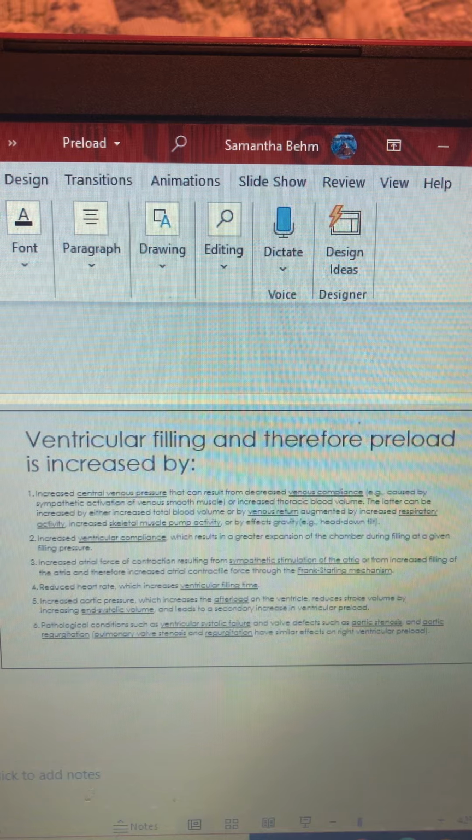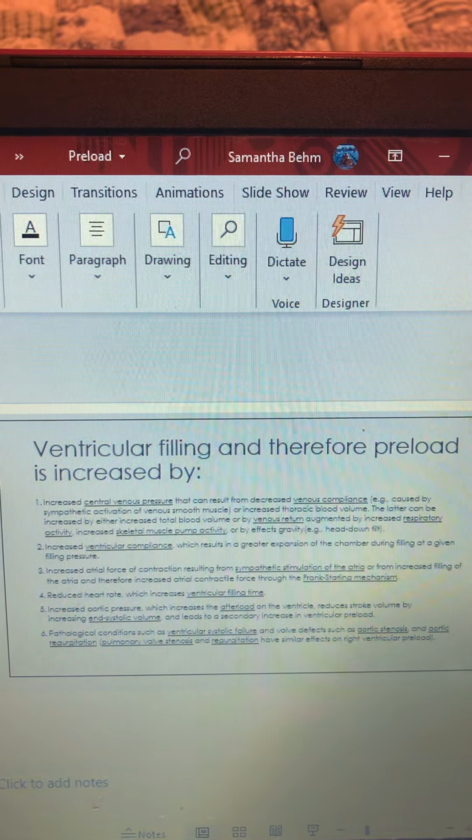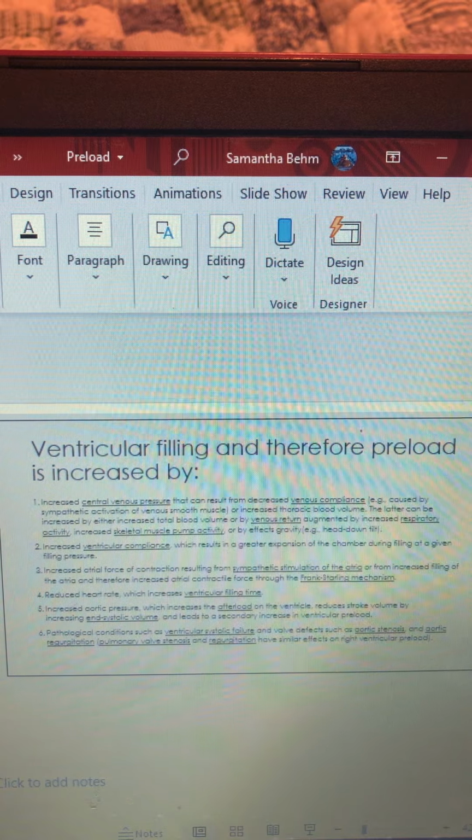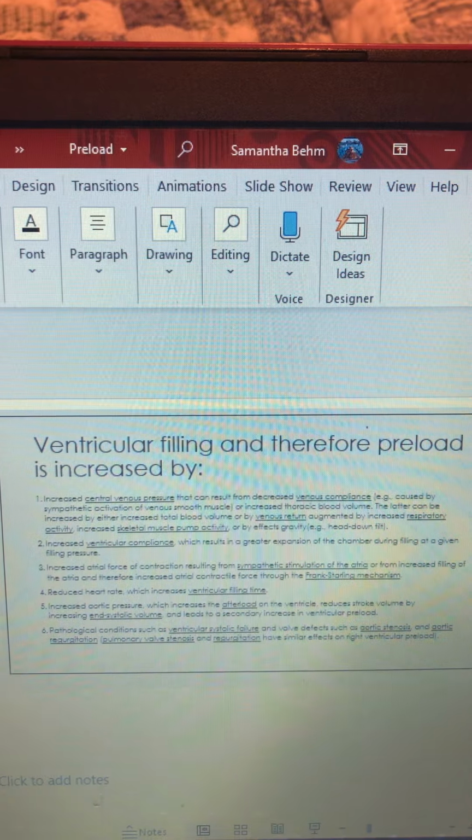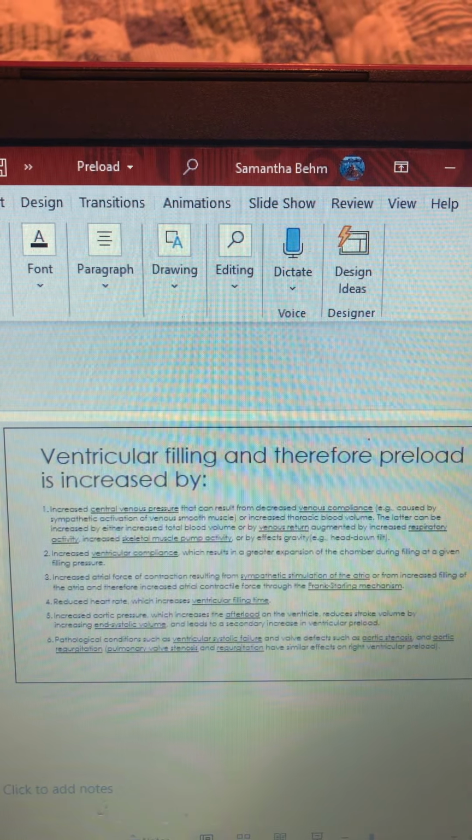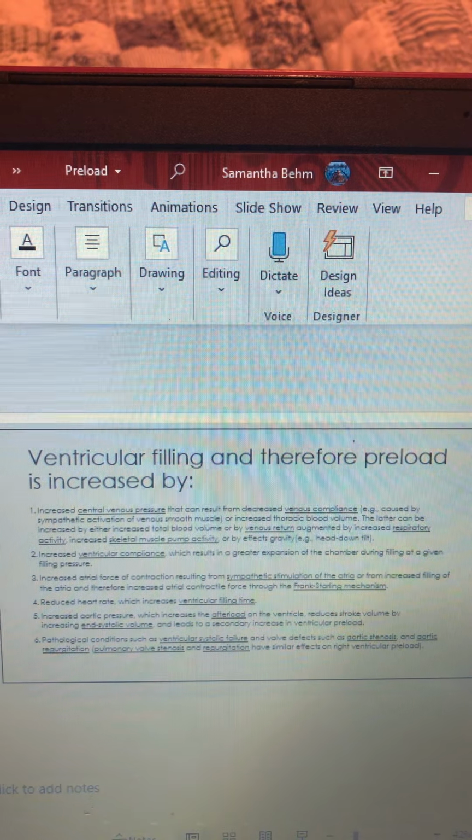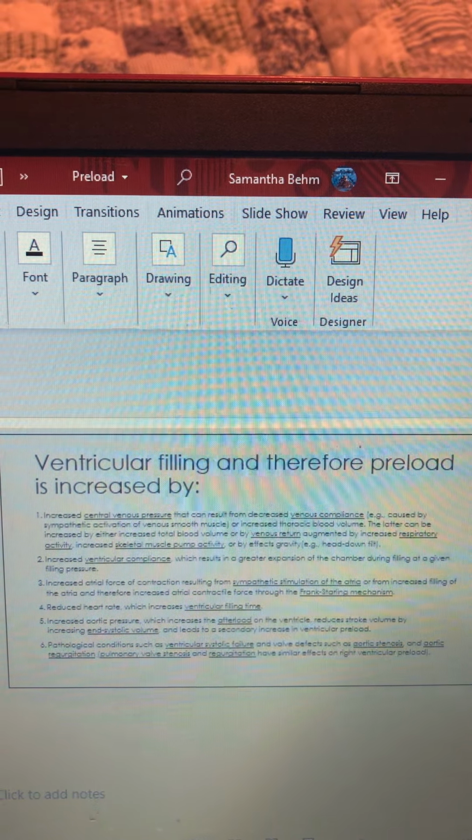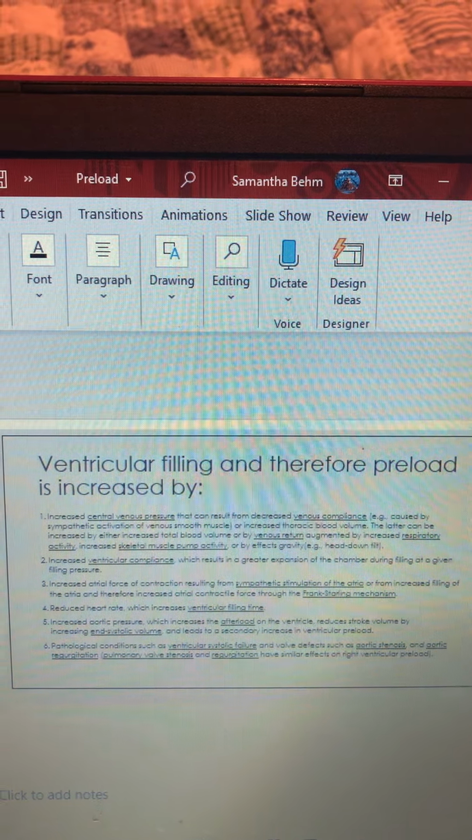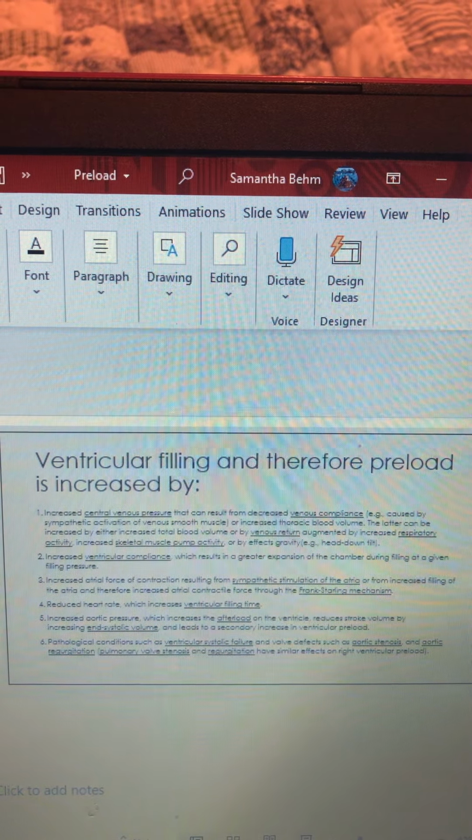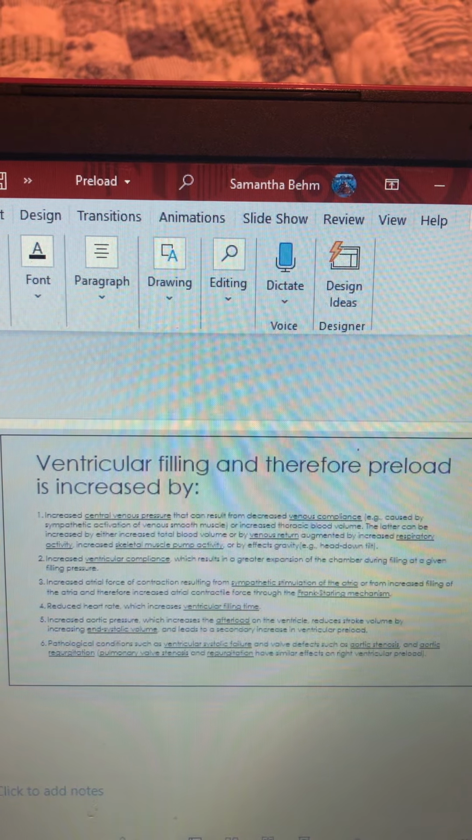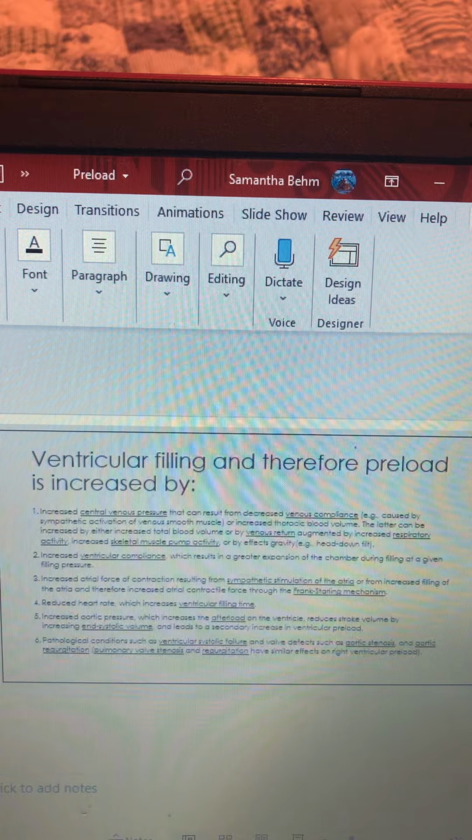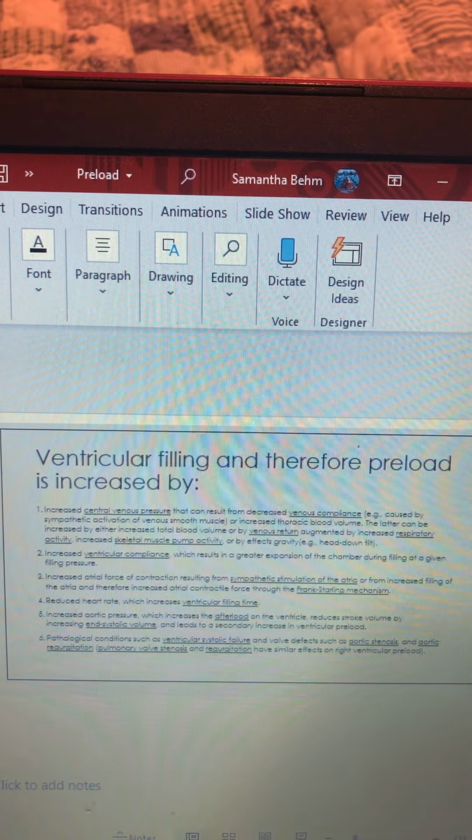It also can increase with ventricular compliance, which is going to be like a rubber band pulling back on the heart, which results in a greater expansion of that chamber during filling at a given filling pressure. It can increase by atrial force of contraction resulting from sympathetic stimulation of the atria, or from increased filling of the atria and therefore increased atrial contractile force through the Frank-Starling mechanism. It can also increase if you have a reduced heart rate, which is going to increase that ventricular filling time.